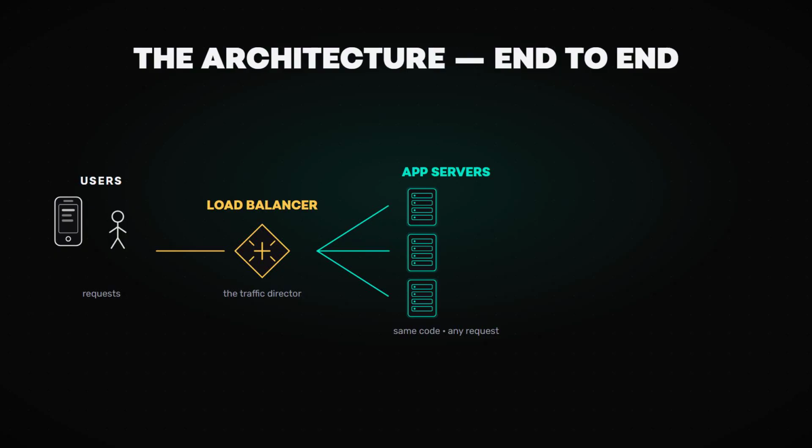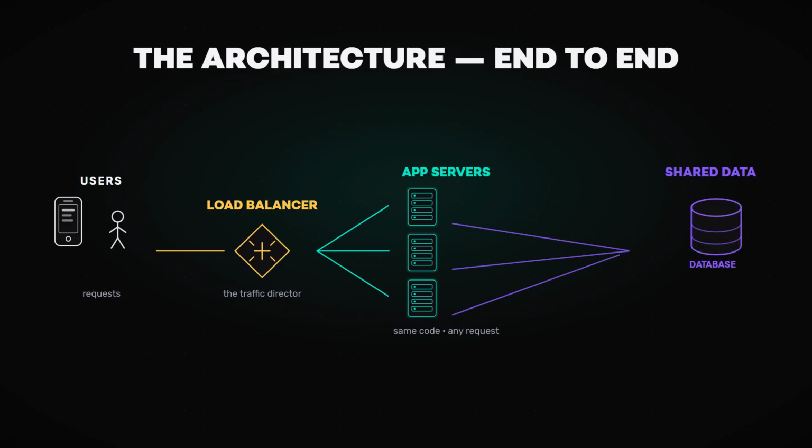Any one of them can handle any request. The load balancer keeps the work evenly distributed across all of them. On the right side is your shared data layer. This is the critical part. If every server has its own private database, they will give different answers to the same question. You need one shared database that all application servers read from and write to.